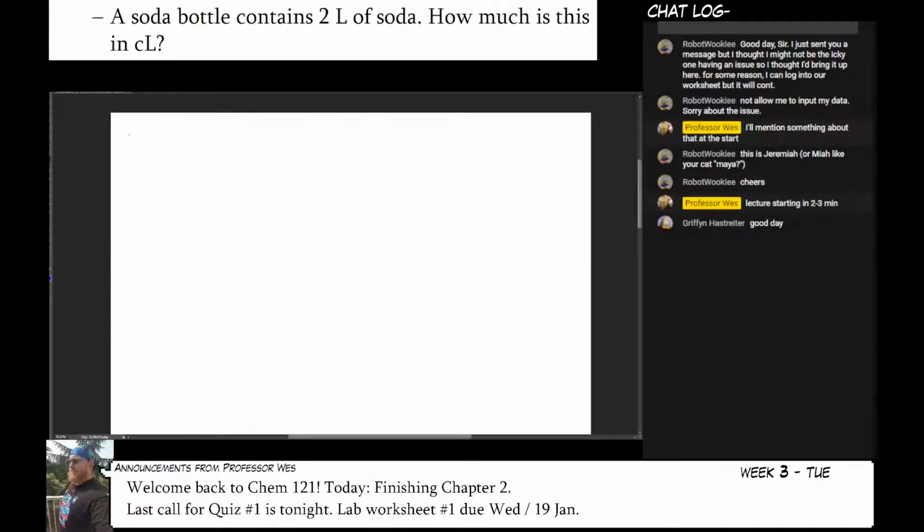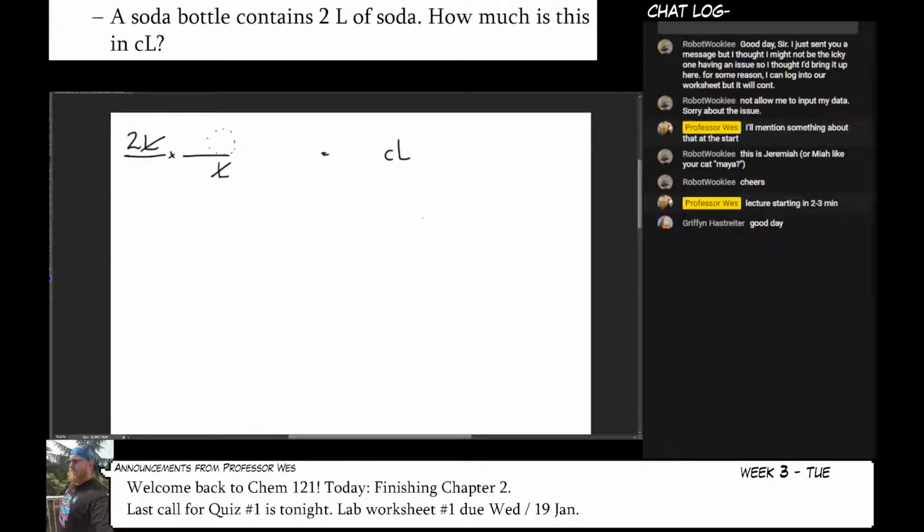So we have 2 liters of soda. And I want my answer to be in centiliters. So I got to get rid of liters somehow and turn it into centiliters. So I want to do something like this, right? I just need to convert liters to something else and fill in the space right here.